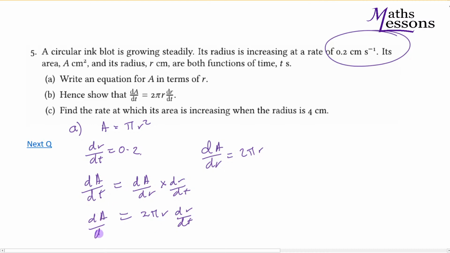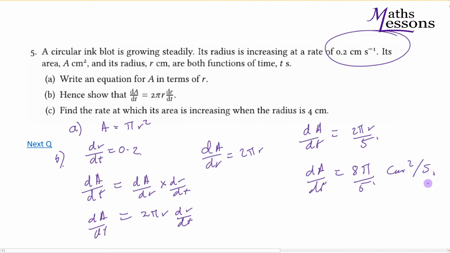To do part B, I was probably jumping the gun a little bit. I was about to get on to what dr by dt is. So we know that dr by dt is equal to 0.2, then dA by dt must equal 2 pi r times 0.2, which is 1/5, so you get 2 pi r over 5. So we can find out what dA by dt is when the radius is 4 centimeters. So r is 4, times 2 is 8, over 5 times pi. So 8 pi over 5 centimeters squared per second.